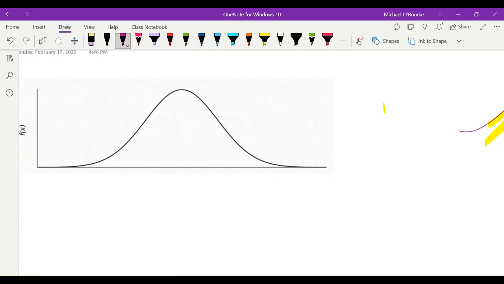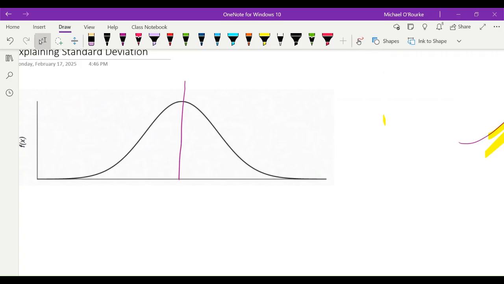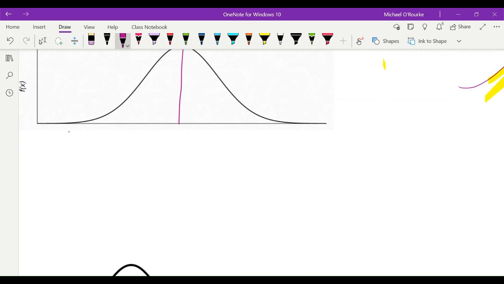So here's your perfectly normal curve. This would be a perfect one here, with the mean, median, and mode happening right in the middle. Now, what standard deviation does is it tells you how compact or spread out your data is. So let's say I have two classes, class A and class B. We looked at their final exam marks, and let's say they both have an average, a mean of 80, for example.